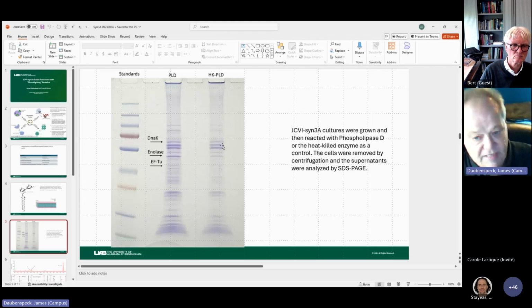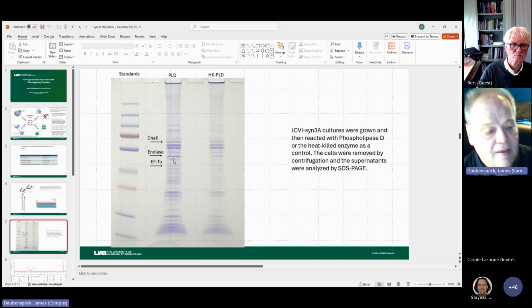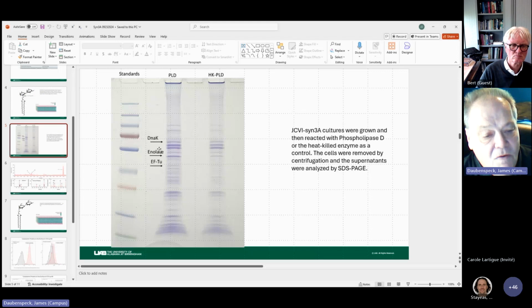Now, SYNT3A cells are a little bit sensitive in how you handle them. We finally ended up doing this experiment with about 5% glycerol, just to stabilize the cells enough so we didn't get a whole bunch of autolysis, basically. And so this is where DnaK is. This is enolase, and this is EF-Tu.